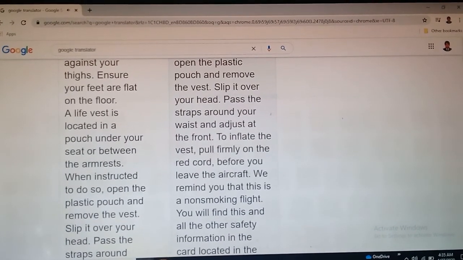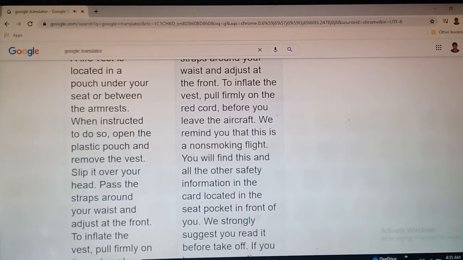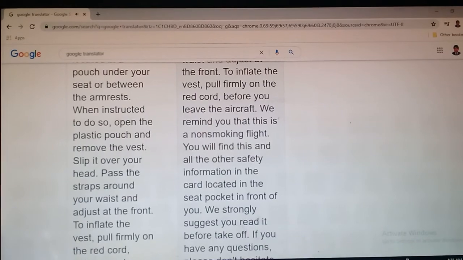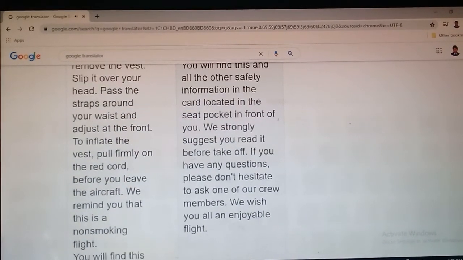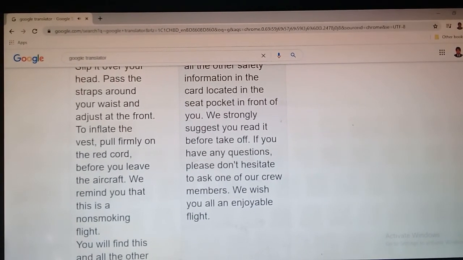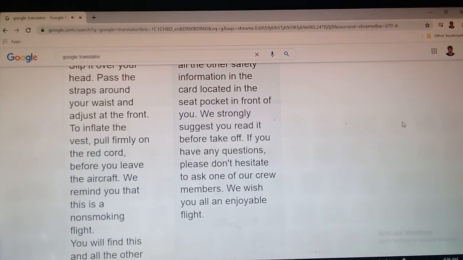We remind you that this is a non-smoking flight. You will find this and all the other safety information in the card located in the seat pocket in front of you. We strongly suggest you read it before takeoff. If you have any questions, please don't hesitate to ask one of our crew members. We wish you all an enjoyable flight.